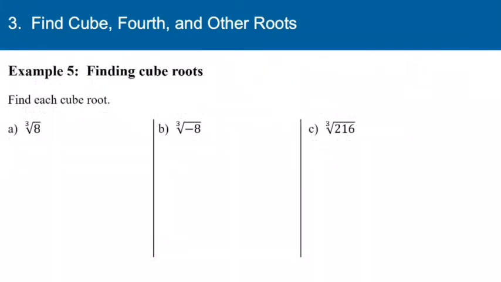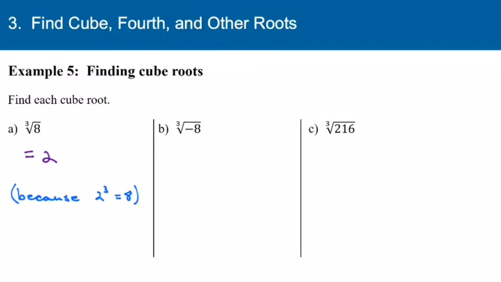And now let's look at example 5. So we're going to be finding a few cube roots. In part A, we have cube root of 8. So we need to ask ourselves, what is a number that you can raise to the third power and get 8? Well, 2 to the third power is 8, so that means the cube root of 8 is 2. And now let's look at part B. So we have cube root of negative 8.